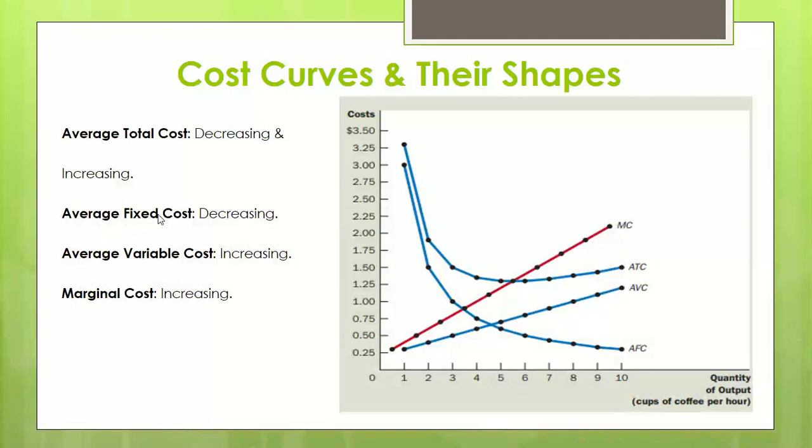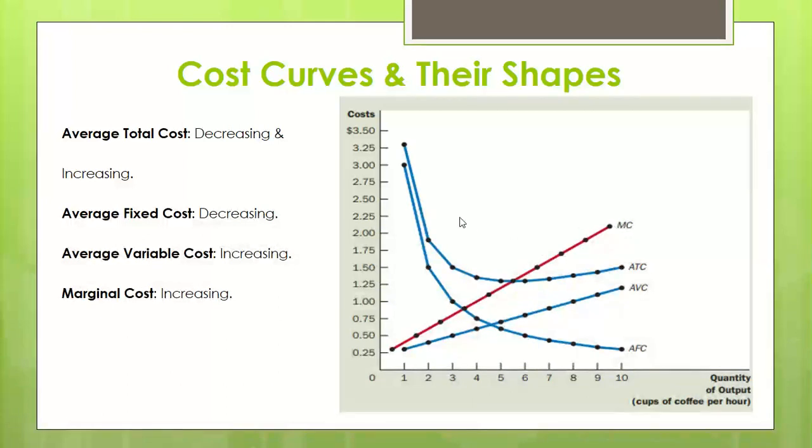Next one is average fixed cost. Look at the average fixed cost, this one. It is decreasing throughout the graph. Next one is average variable cost, and here is the average variable cost, this curve. It is increasing. And the last one is marginal cost, this red line. It is also increasing.